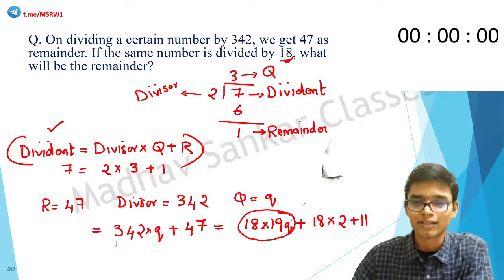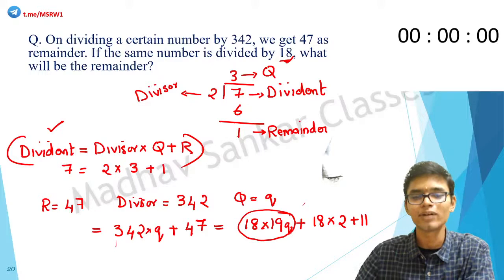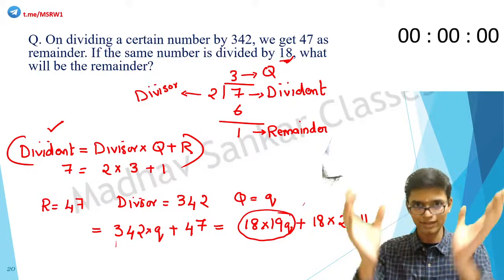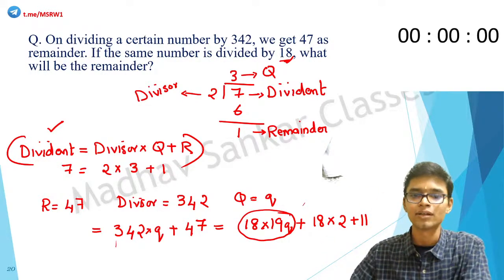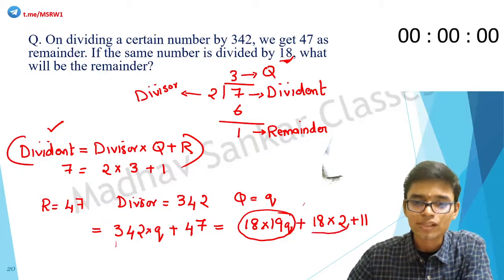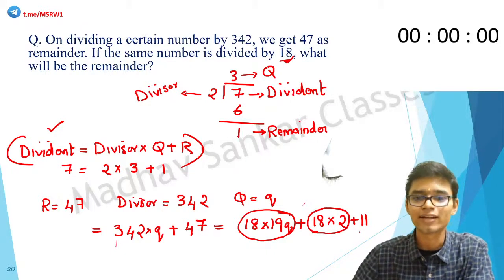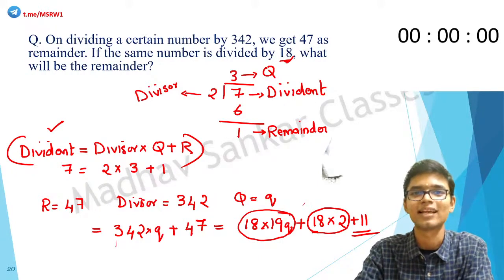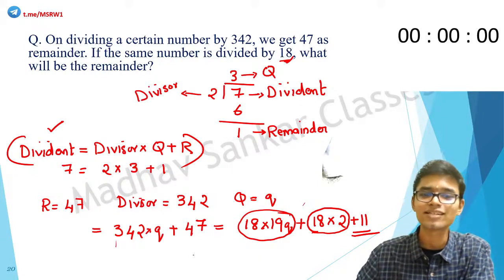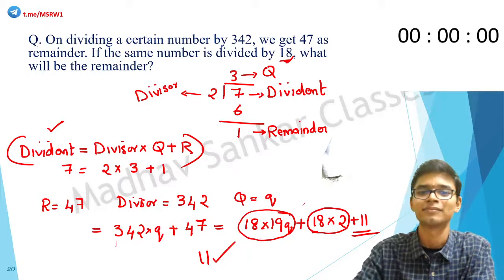Correct? Because we have taken that 18 into 19 cube, the whole thing is divisible by 18. 18 into 2 is also divisible by 18. So what is the remainder? 11. So the answer to this question is 11.